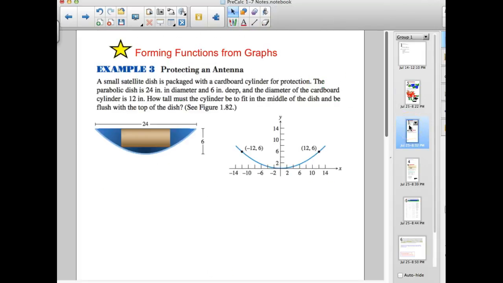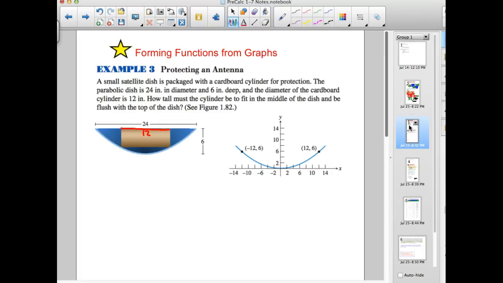All right, question 3. We're looking at forming a function from a graph. It says, a small satellite dish is packaged with a cardboard cylinder for protection. The parabolic dish is 24 inches in diameter and 6 inches deep, and the diameter of the cardboard cylinder is 12 inches. So this here is 12. How tall must the cylinder be to fit in the middle of the dish and be flush with the top of the dish?